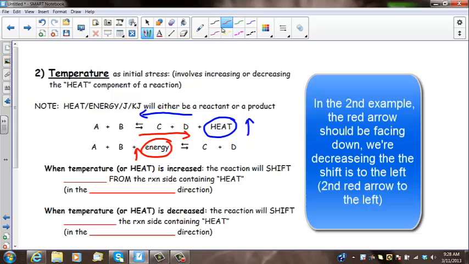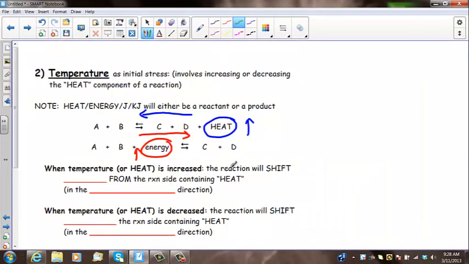And it would favor the reverse reaction. So when temperature or heat is increased, the reaction will shift away from the reaction side containing the heat. This is the same exact rule that we used for concentration. So this would be in the endothermic direction. When temperature or heat is decreased, the reaction will shift towards the reaction side containing the heat, and this would be in the exothermic direction.